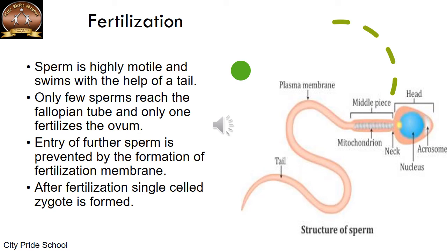Then only a few sperms reach the fallopian tube, and out of them, only one can fertilize the ovum. The moment an ovum is fertilized and the nucleus or the male gamete enters the ovum, the outer wall of the ovum is sealed and does not allow the entry of any other sperm. Another thing is the whole sperm never enters the ovum. It is only the male gamete that moves inside the ovum. So entry of further sperm is prevented by the formation of the fertilization membrane outside the ovum. After fertilization, a single-celled zygote is formed.